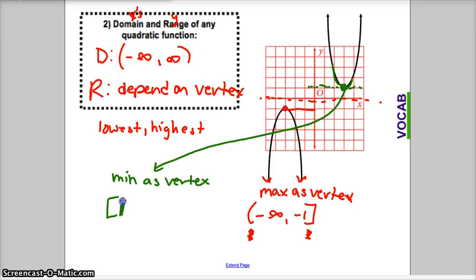So we have this square bracket for or equal to, comma, what's the highest of the high? Well, it's going to be infinity and never reached. So when the graph opens upward, meaning you have a minimum as your vertex, lowest value to the highest value. When you have a downward facing with a max as the vertex, the lowest is going to be negative infinity with the arrows, and the highest is going to be the y value of the vertex.